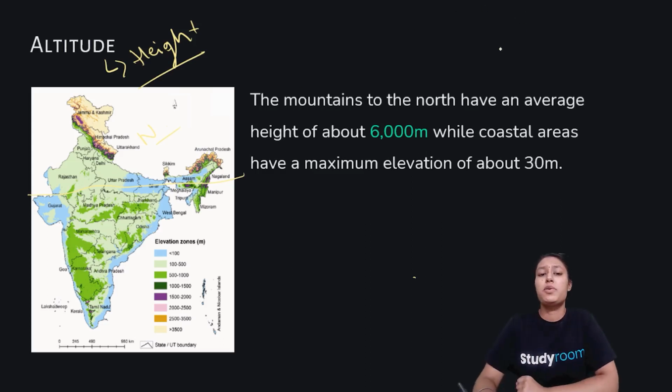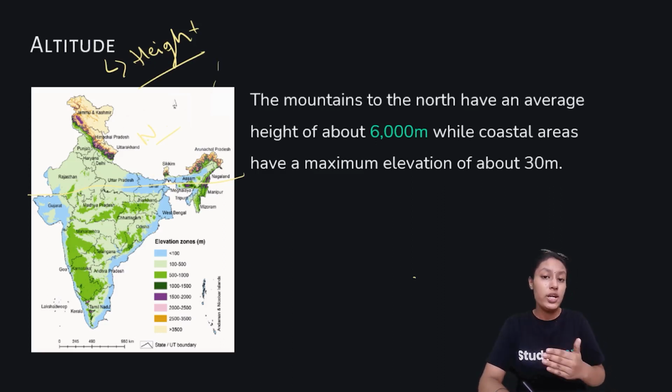Now you all must be wondering, ma'am, the climate is not very mild in the northern part, it's very cold. Yes, indeed, it is very cold in the Himalayan region or the northern subcontinent. But the fact to understand here is that the colder winds coming from Central Asia into our country are being held by the Himalayan mountains.